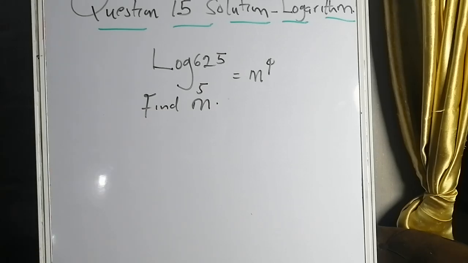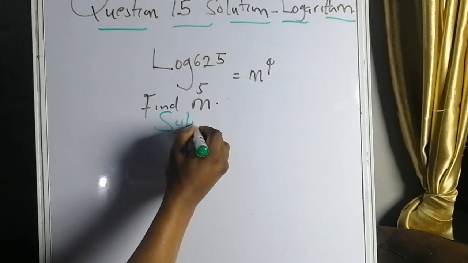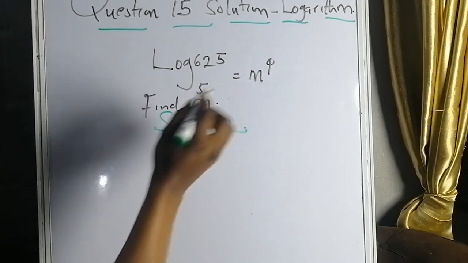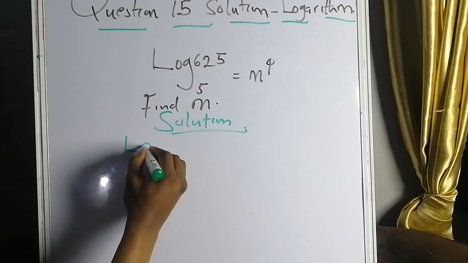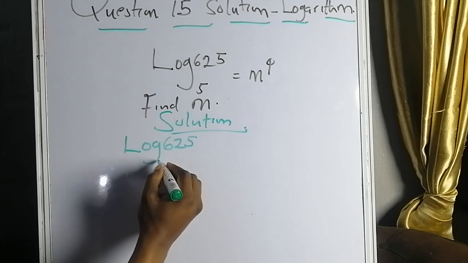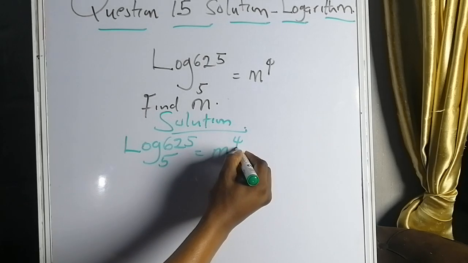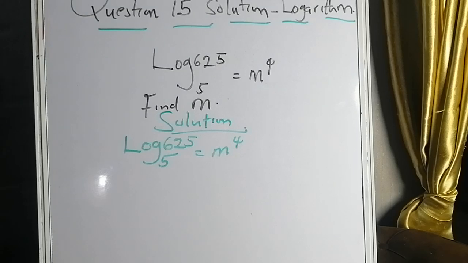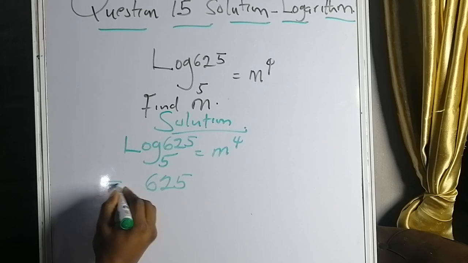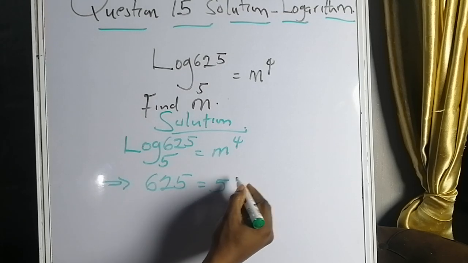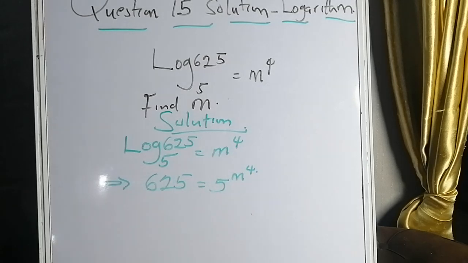What we just need to do is apply part 1 of logarithm here. So straight to the solution, we have to find the value. In part 1, I've mentioned this, for log 625 base 5 equals m raised to power 4, what do we do? That implies that 625 equals 5 raised to power m raised to power 4. It's as simple as that.